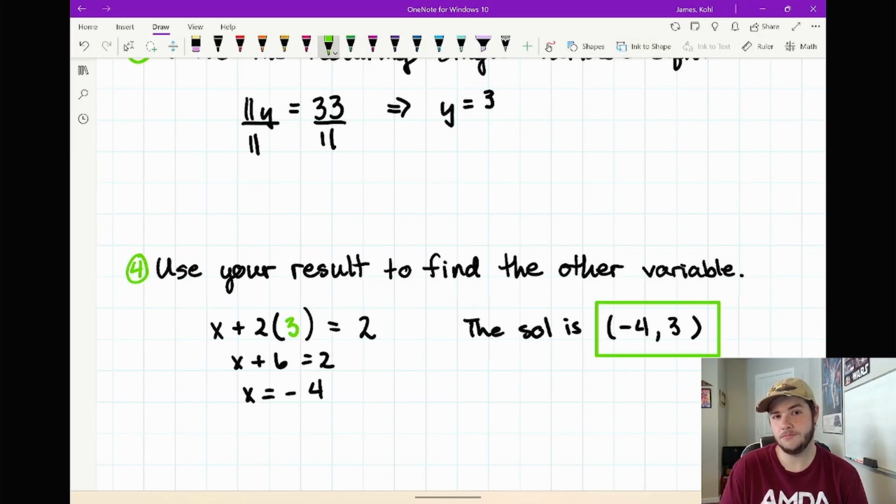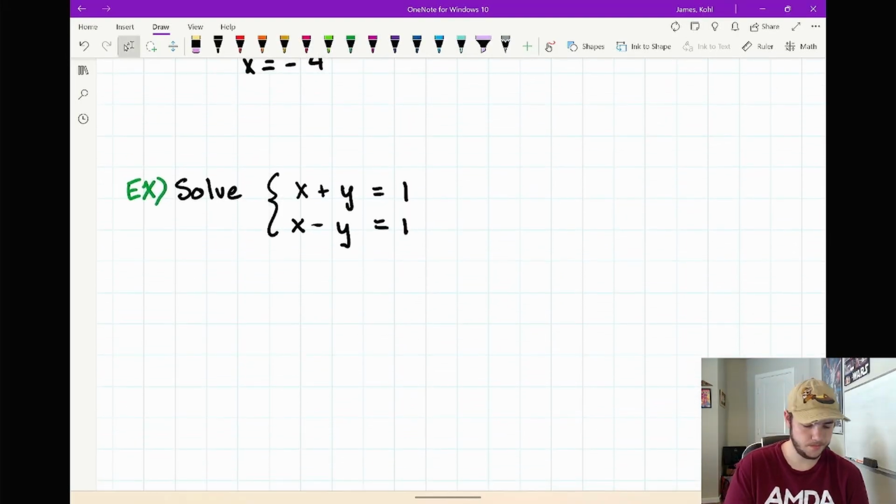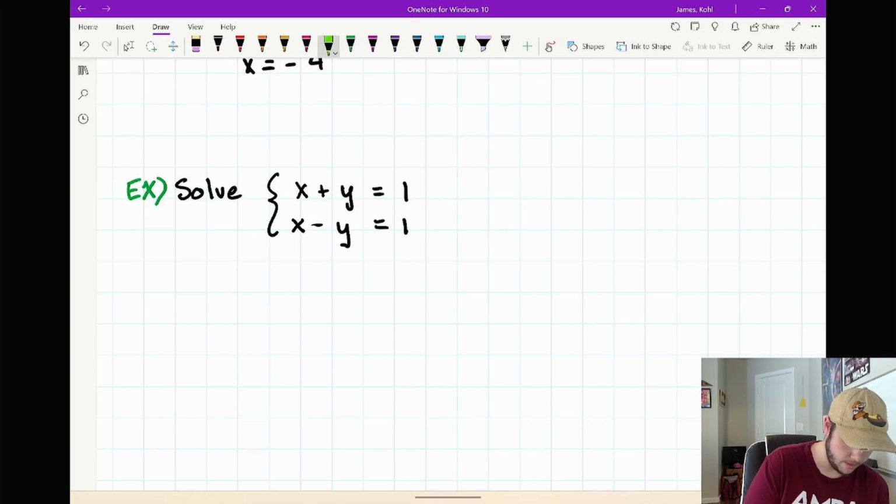Let's try another one. Let's solve this system using elimination. You'll notice that this one's already set up pretty nicely for us because y in the first equation has the opposite coefficient from the bottom equation. I've got a plus y and a minus y. So step 1 is already done for us.